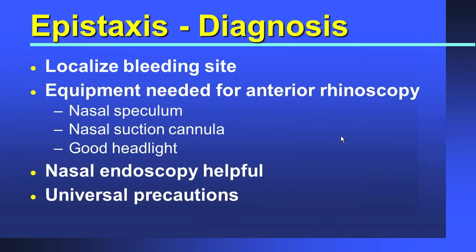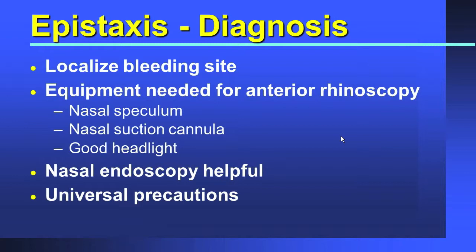Again, the most important or helpful part of diagnosing epistaxis is really localizing the bleeding site. So certain instruments are helpful in localizing the source of the bleed. In particular, a nasal speculum, and nasal suction cannula is also very important. You'd want to remove any clot overlying the source of possible bleeding, not only to help for identification, but also to help them symptomatically to improve their nasal obstruction related to significant amount of clot.